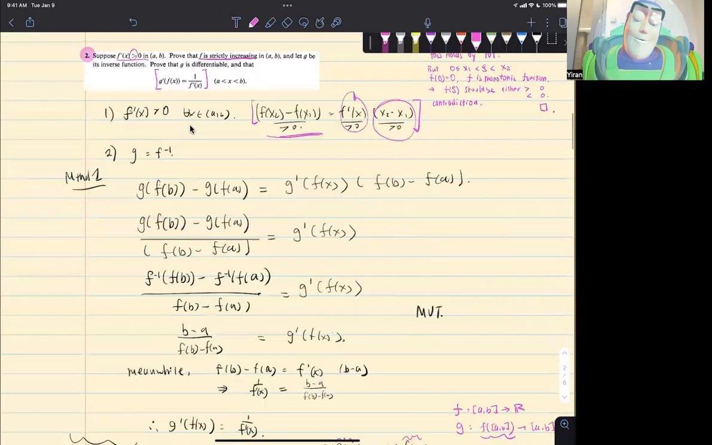I think this problem is relatively easy. You just need to keep in mind the mean value theorem and the definition of the derivative.